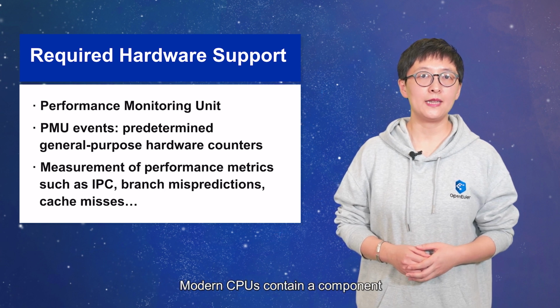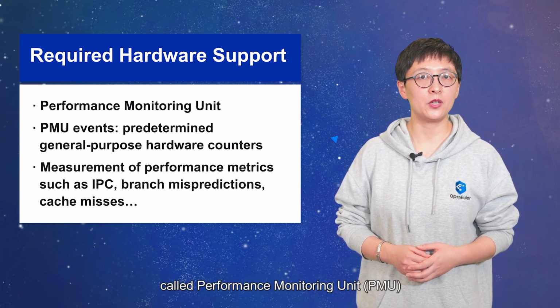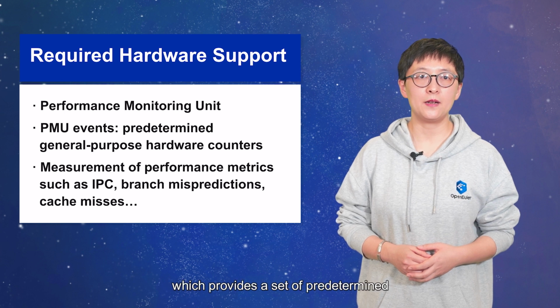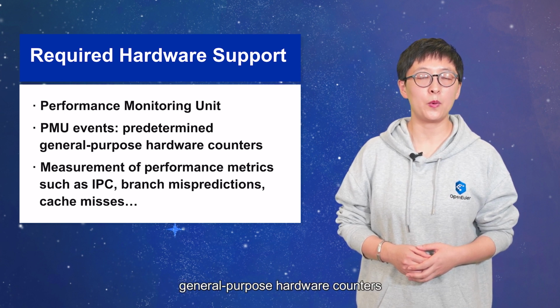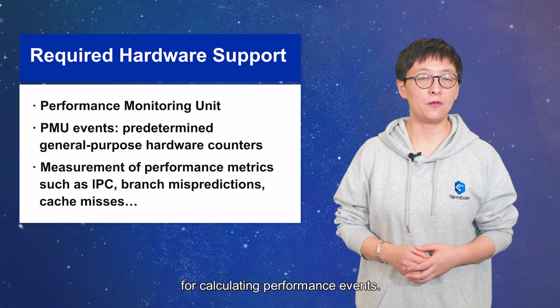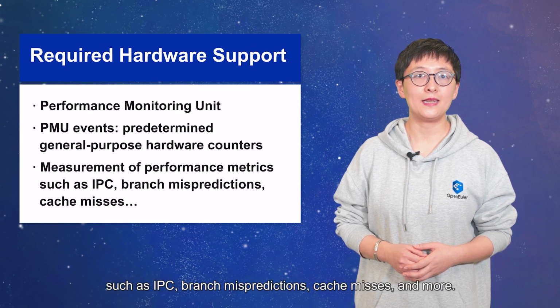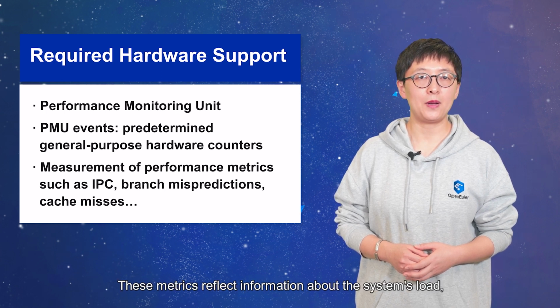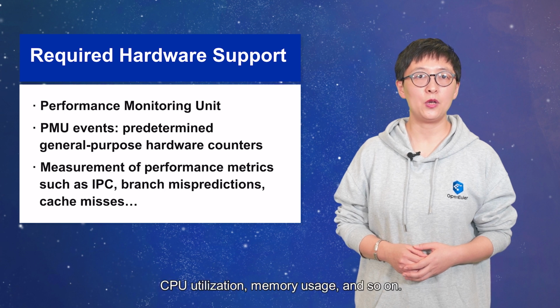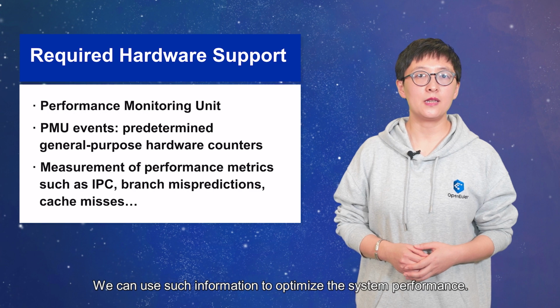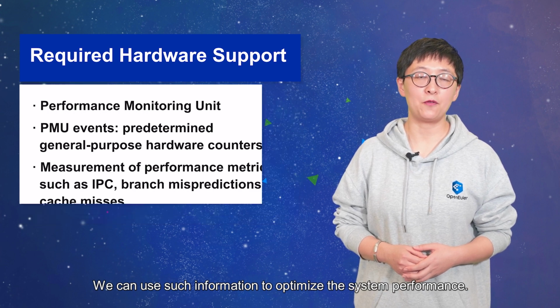Modern CPUs contain a component called the Performance Monitoring Unit, which provides a set of predetermined general-purpose hardware counters for calculating performance events. PMU events are used to measure performance metrics such as IPC, branch mispredictions, cache misses, and more. These metrics reflect information about the system's load, CPU utilization, memory usage, and so on. We can use such information to optimize the system performance.